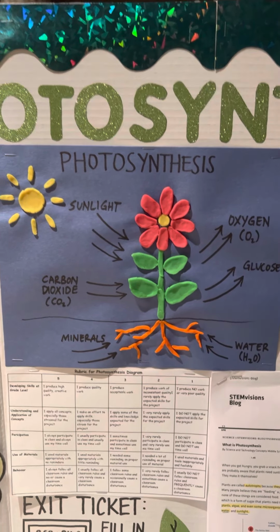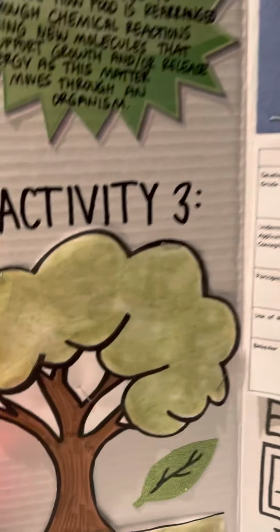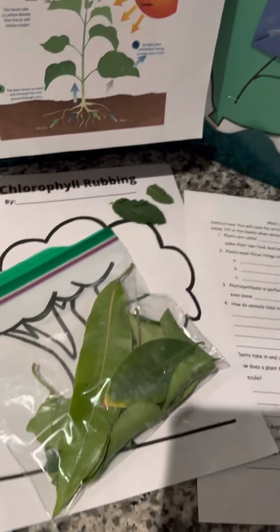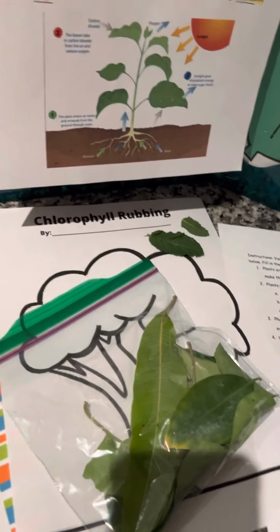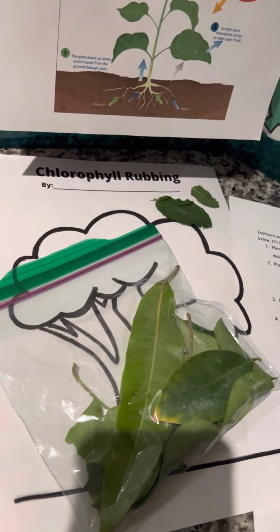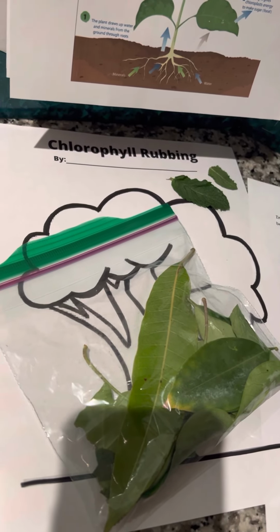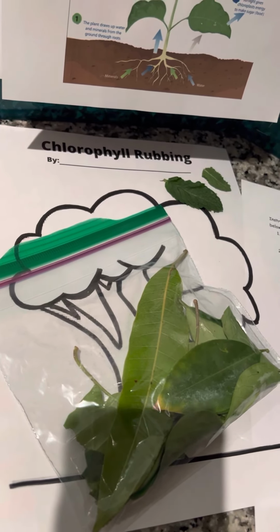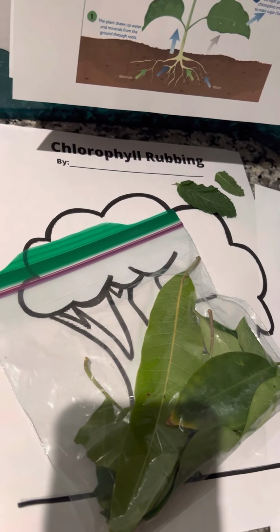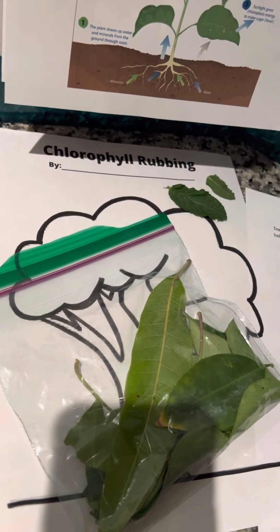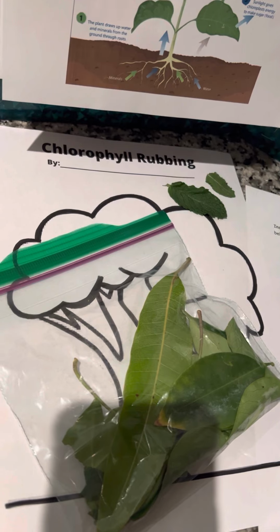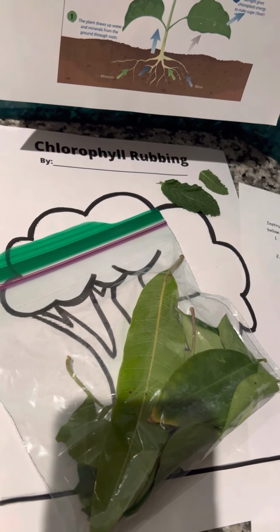Moving on to activity 3, we have the chlorophyll rubbing. So chlorophyll, the green pigment found in a plant's leaves, is a key ingredient in the process of photosynthesis. This activity engages kinesthetic, naturalistic, and spatial learners. As a class, we'll roam the playground to find different types of leaves. Students will pull leaves off of trees and bushes and then place them in a paper or plastic bag. And then once everyone has collected enough leaves, we'll return back and begin the project.